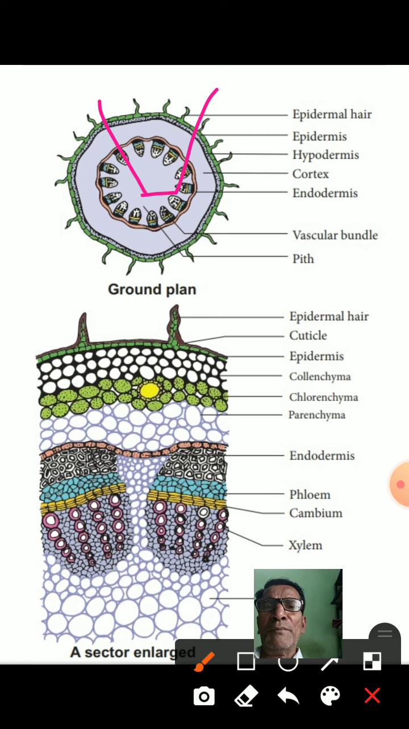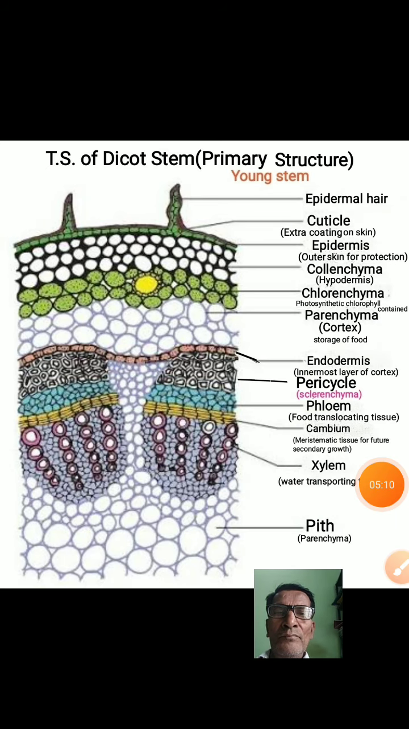For example, this much part can be magnified to view each region and the tissues composing the stem internally. Now, over here, this is the sector of the stem which is magnified from the ground plan or diagrammatic section. This is the part which is magnified, showing all the cellular details present inside the young stem.